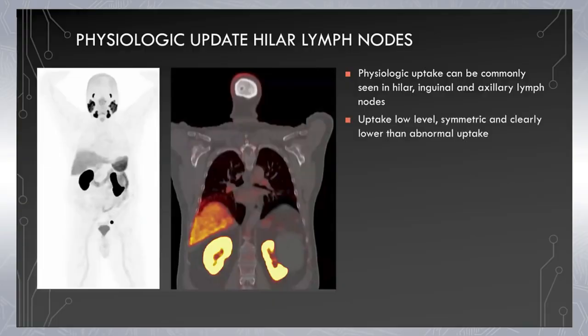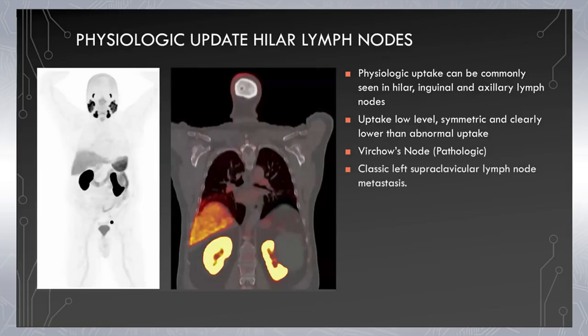The uptake is generally low level, it's symmetric, and clearly lower than abnormal uptake. Comparatively, understand that a single lymph node in the left supraclavicular region in a patient with large volume disease may be representative of Virchow's node, which is a classic pathologic node that may be seen in high volume disease.